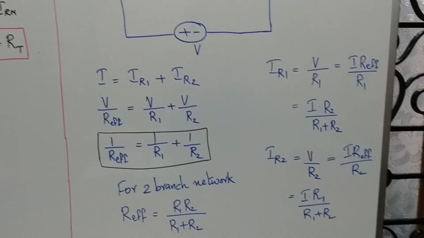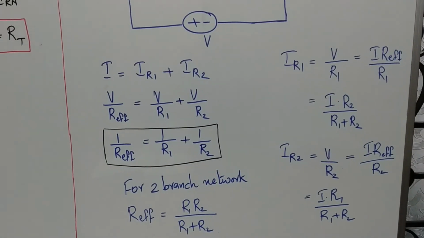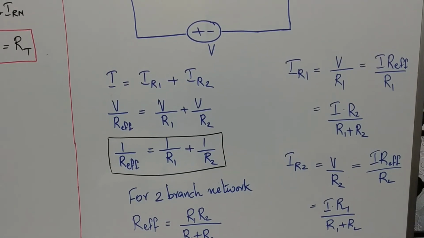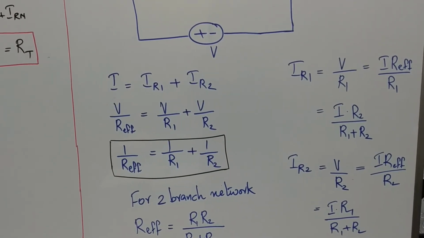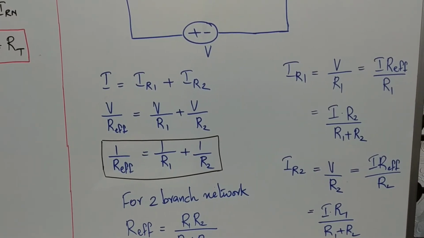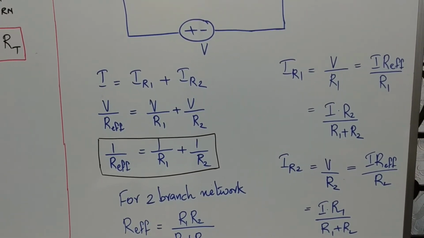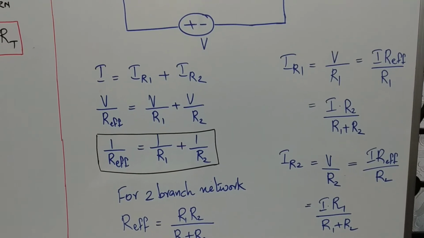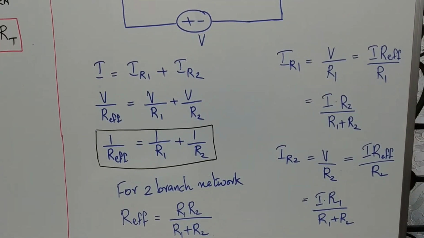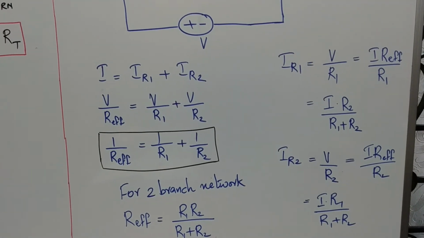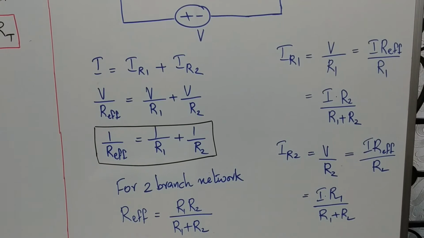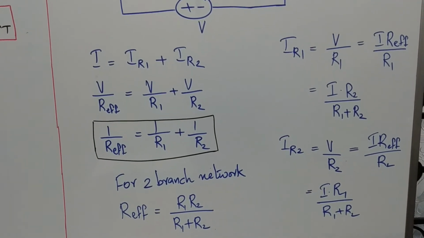Now I am writing the individual current in each branch. IR1 equal to, voltage is the same, V by R1. Now V is I into R effective by R1. We have written out R effective already. So when you substitute it, the R1 term will get cancelled and you will get IR1 equal to I into R2 by R1 plus R2.